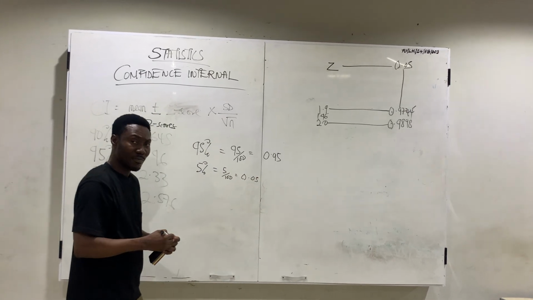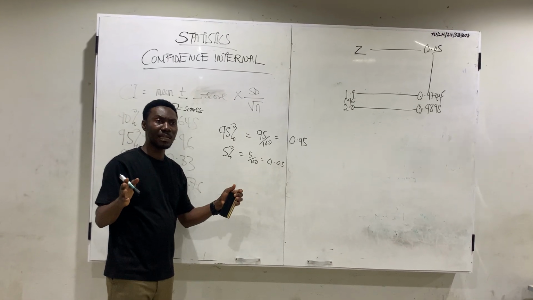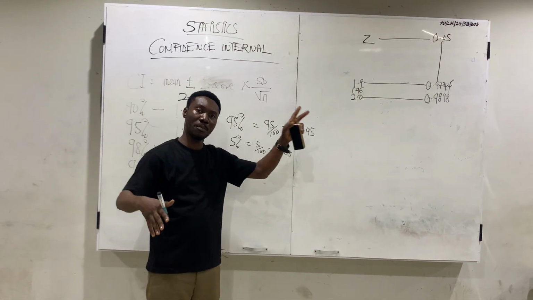Now confidence interval calculation is a two-tailed test. Why is it a two-tailed test? It's a two-tailed test because we are comparing two different means from the sample and from a population.